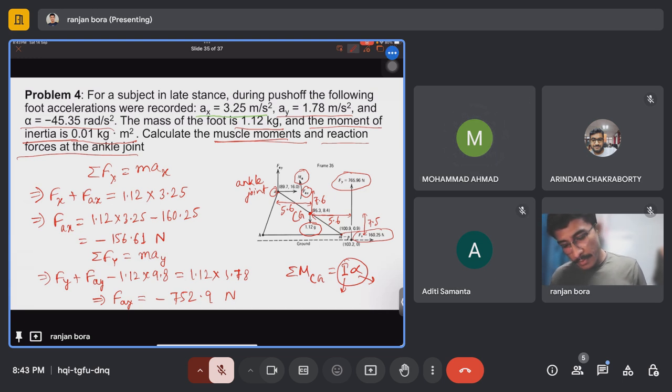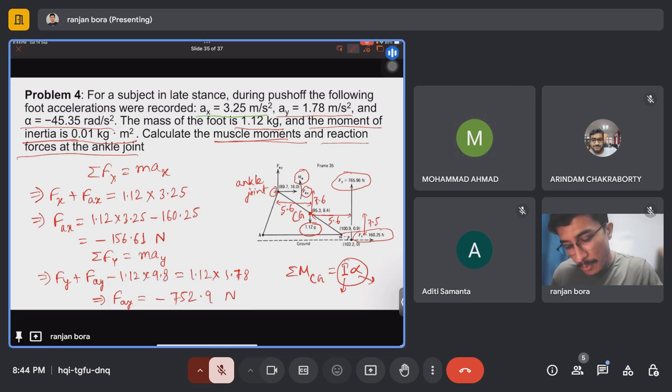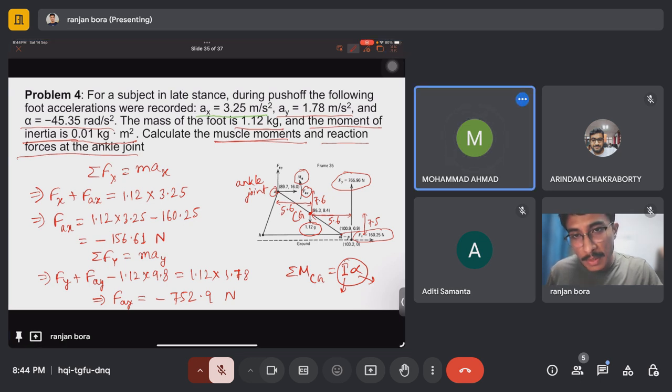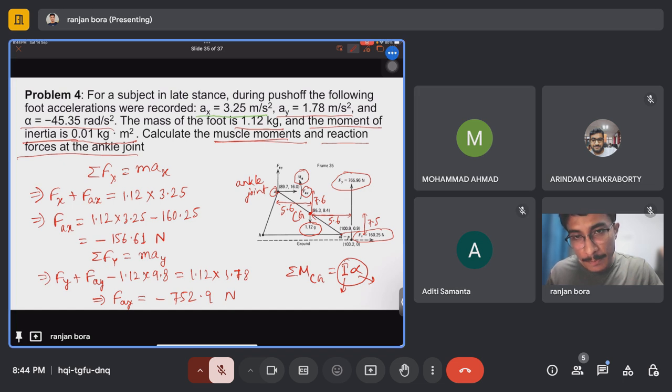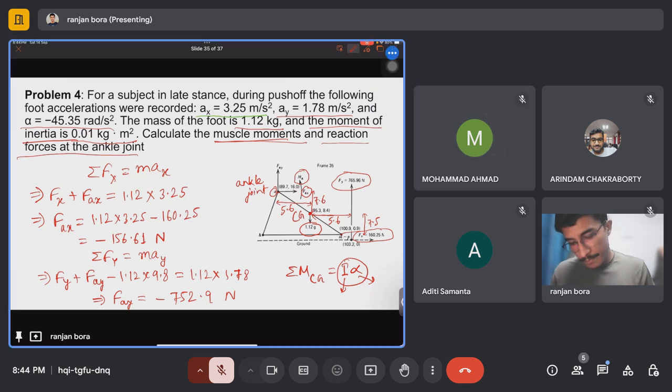Sir, can you please tell the coordinates because they are not visible clearly. The coordinate of A is 89.7 comma 16. CG is 95.3 comma 8.4, and point M is 100.9 comma 0.9.